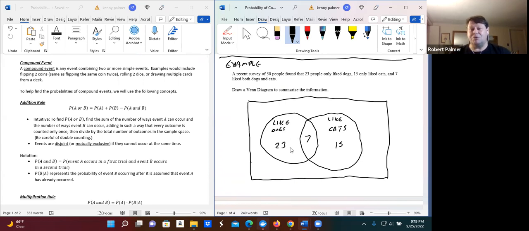Now, if you add those up, 23 plus 7 is 30, plus 15 is 45. We know that's not everyone. This is a survey of 50 people. That means we have 5 people out here who like neither cats nor dogs. Don't like either one.